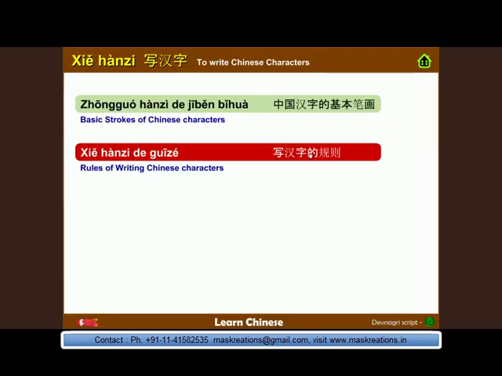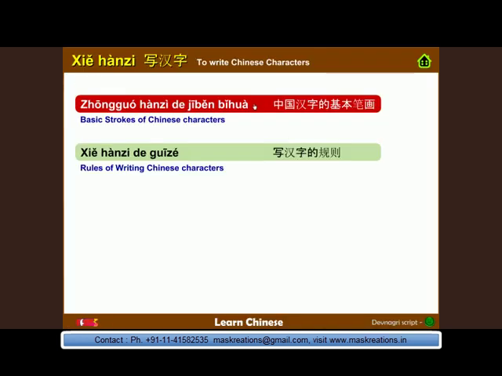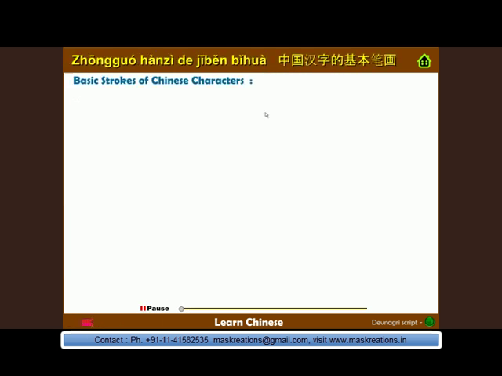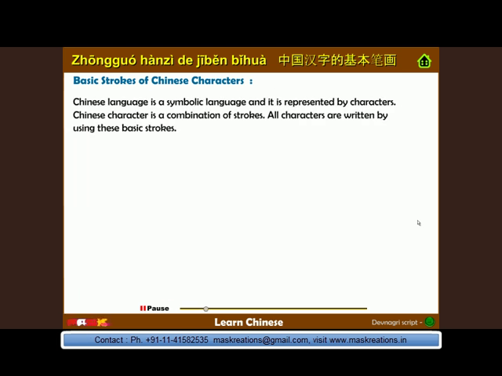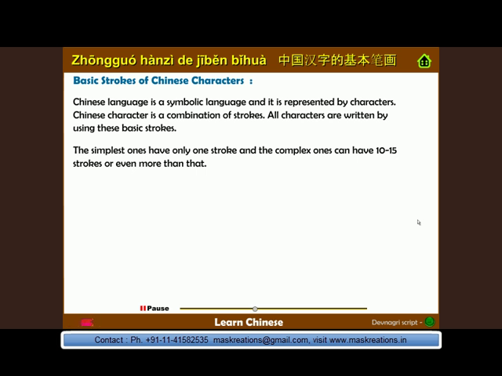Basic strokes of Chinese characters. Chinese language is a symbolic language and it is represented by characters. Chinese character is a combination of strokes. All characters are written by using these basic strokes. The simplest ones have only one stroke and the complex ones can have 10 to 15 strokes and even more than that.